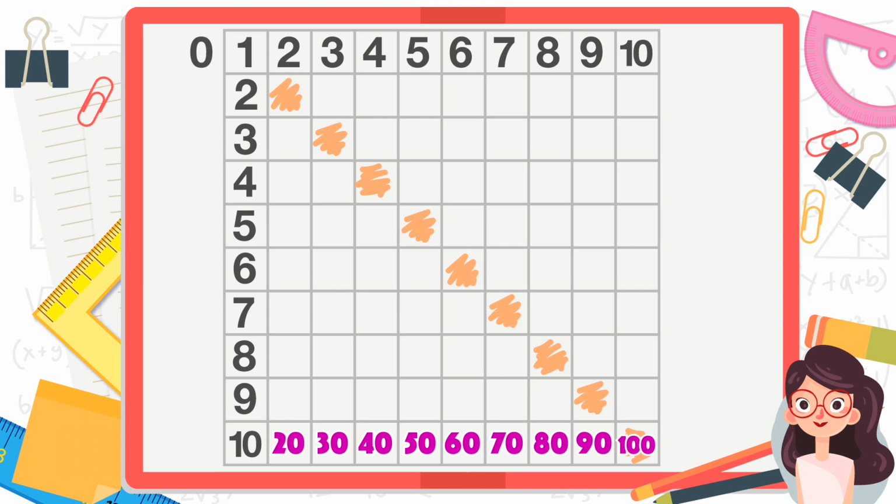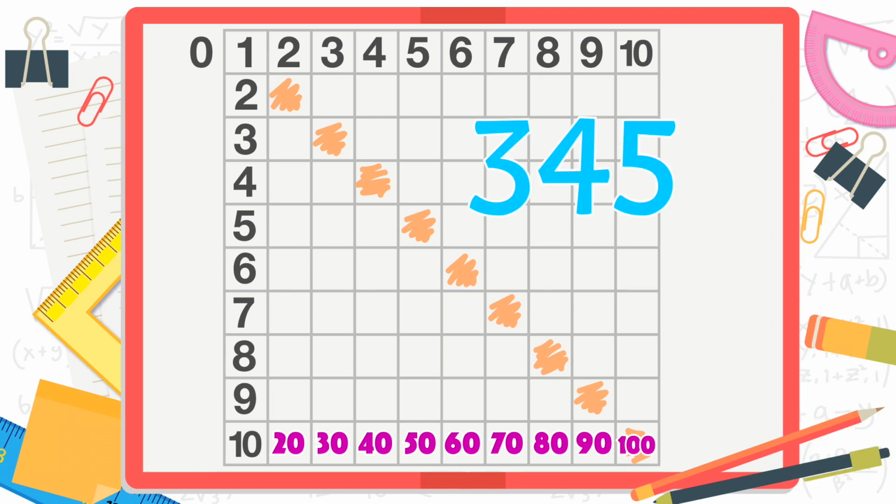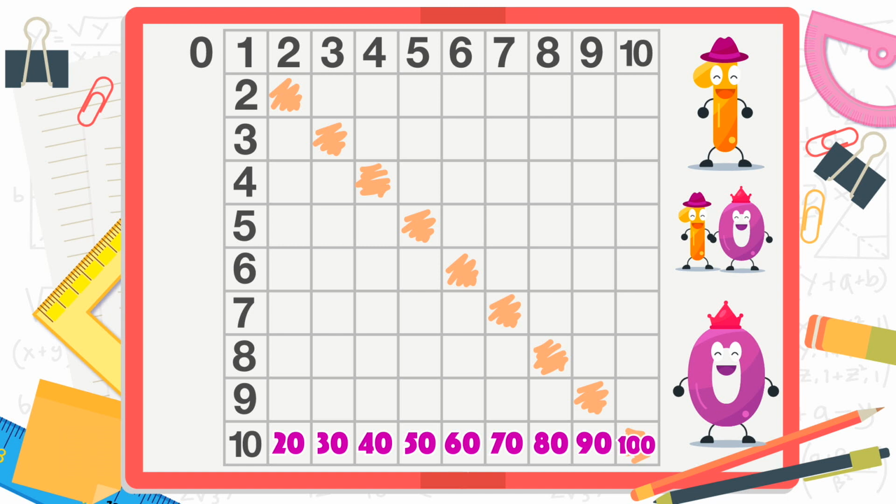Multiplying by 10 is really easy. Now let's try multiplying some really big numbers. For example, 10 times 345. We just need to write 345 and add to it our 0. And then we have 3450. And that's all. Now you can multiply any number by 1, by 0, and by 10.